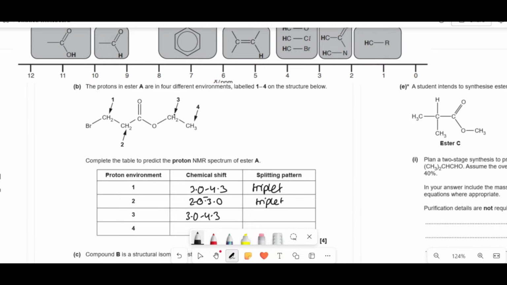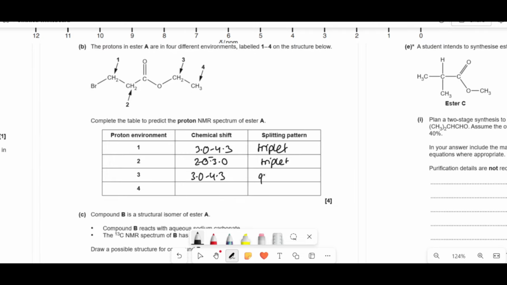Now here then, if you have a look, the adjacent carbon, well, there is no adjacent carbon here. The adjacent carbon's all the way over there, and there's no hydrogens on it. But here, there's three. So that means this one's got to be a quartet. And number four, this is the hydrogen environment that was picked up.